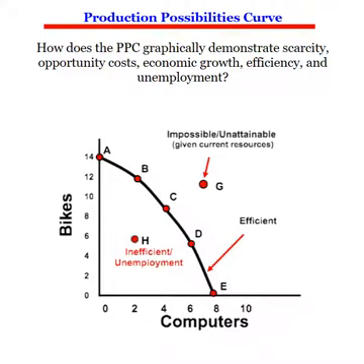Take a moment before we go too much further and add some new information, and just make sure that you understand how a PPC demonstrates scarcity, opportunity cost, economic growth, efficiency, and unemployment. Make sure that you're confident in which point on the model show each of these concepts. If you're not 100% solid on this yet, we're going to review this one more time at the end of this module.